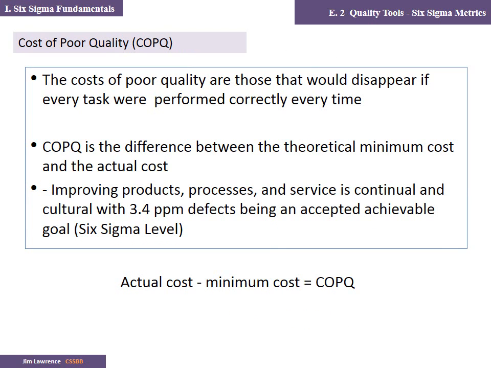Costs of poor quality are those that would disappear if every task were performed correctly every time. COPQ is the difference between the theoretical minimum cost and the actual cost. Improving products, processes, and service is a continual cultural thing, with 3.4 parts per million defects being an acceptable, achievable goal, and that's the Six Sigma level. Actual cost minus minimum cost equals COPQ, or cost of poor quality.